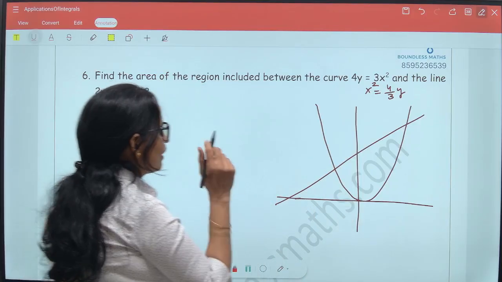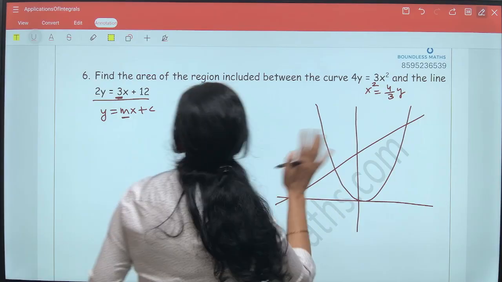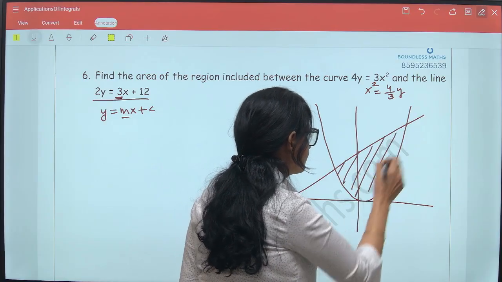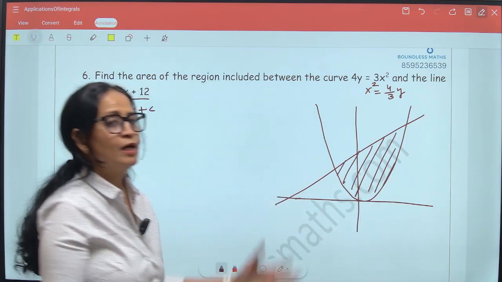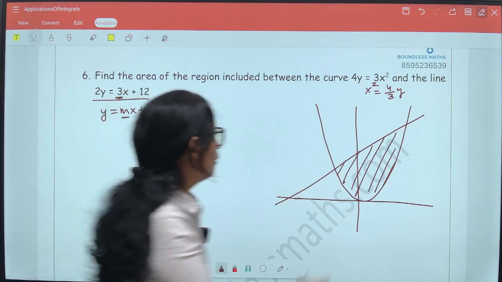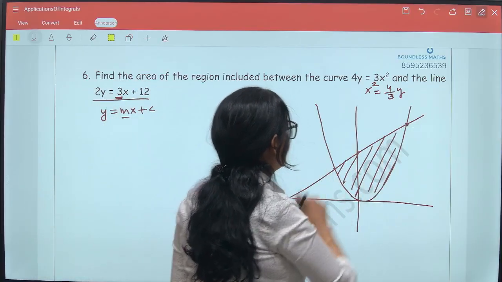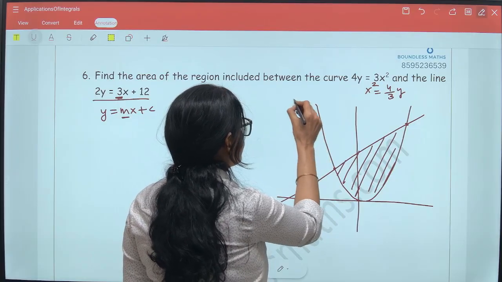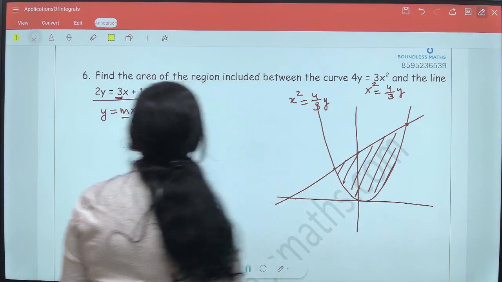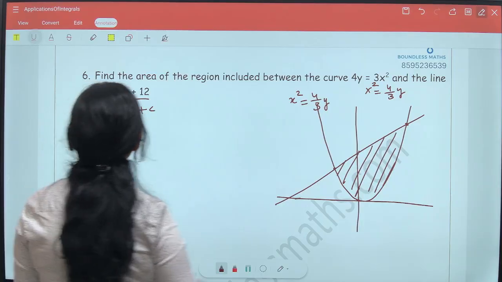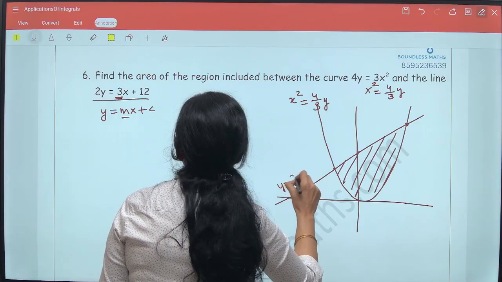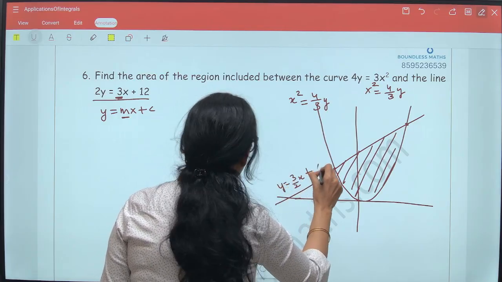Now after this, whenever you have two curves like this, first understand what is the area. What area you need to find? You need to find this area. And to find this area, you need the boundary conditions, the lower and upper limit. That means you need to find the points of intersection of these two curves. So let me also mention these curves here. So it is x square equals 4 by 3y, what we have plotted as a parabola here. And the equation for the straight line is, let me bring this 2 to the other side. So it is y equals 3 by 2x plus 6.